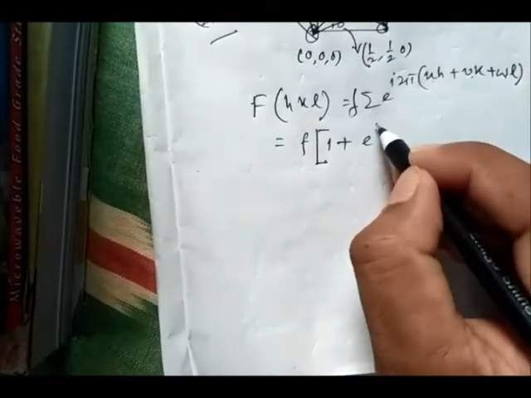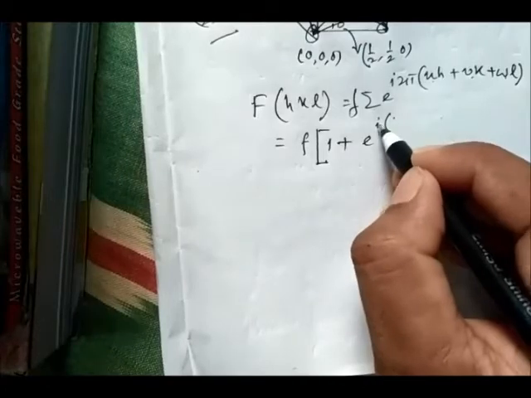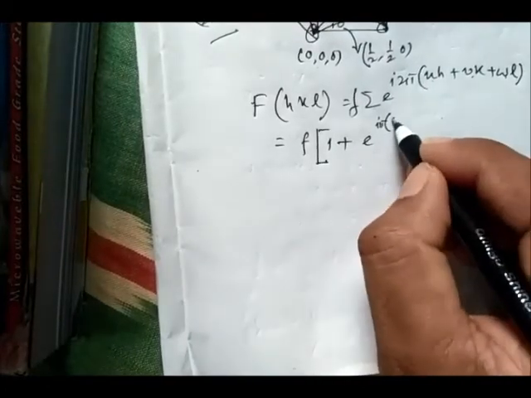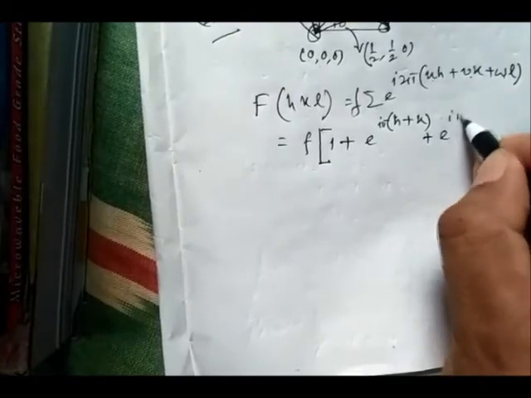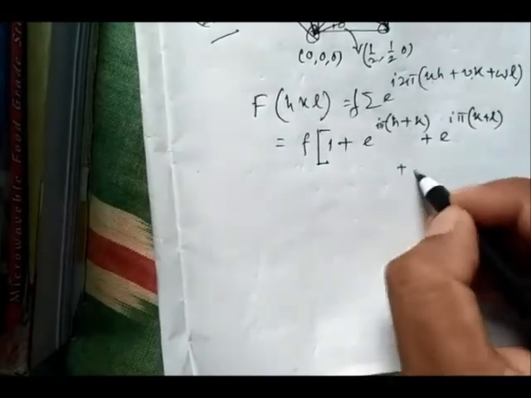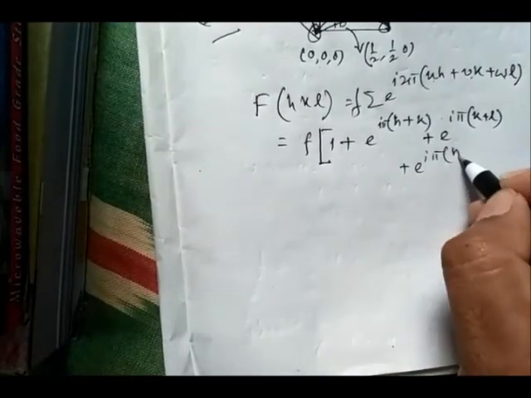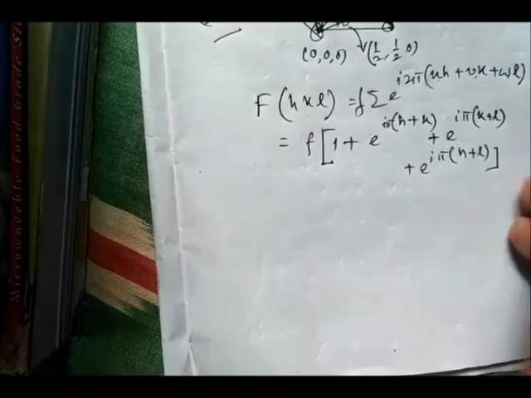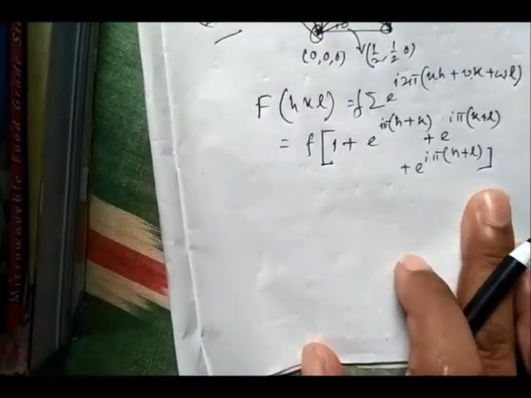So what you will get is 1 plus e to the power i pi (h plus k) plus e to the power i pi (k plus l) plus e to the power i pi (h plus l). So you will get all these terms.